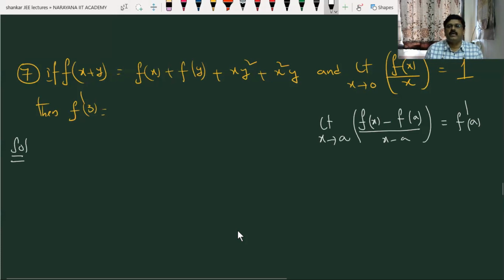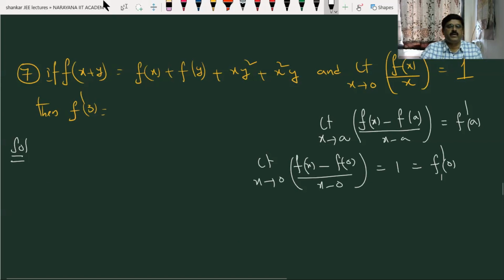So you are clearly given limit x extends to 0, f of x, I write minus f of 0 by x minus 0, that is 1, which is nothing but f dash 0. Why? Because if you put x 0 and y 0 here, f dash 0 is going to be 1. So f dash 0 is equal to 1. This is result number 1.